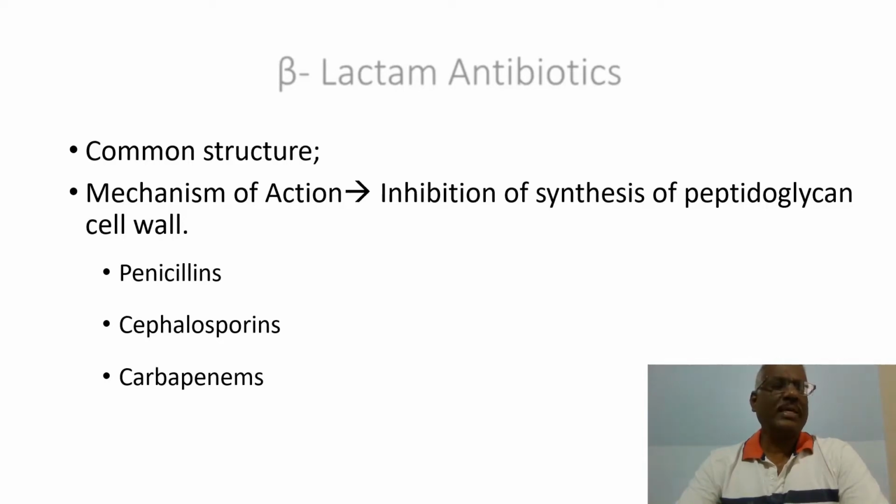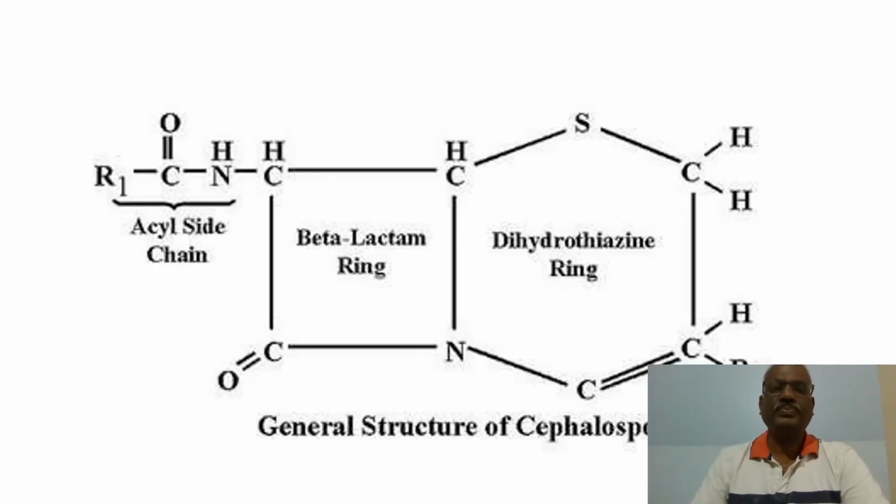The general mechanism of action of the beta-lactam antibiotics is inhibition of cell wall synthesis. For the synthesis of the cell wall, four enzymes are required: alanine-alanine synthetase, alanine racemase, peptidoglycan synthetase, and transpeptidase. So the cephalosporin group of antibiotics mainly inhibits the synthesis of the peptidoglycan cell wall.